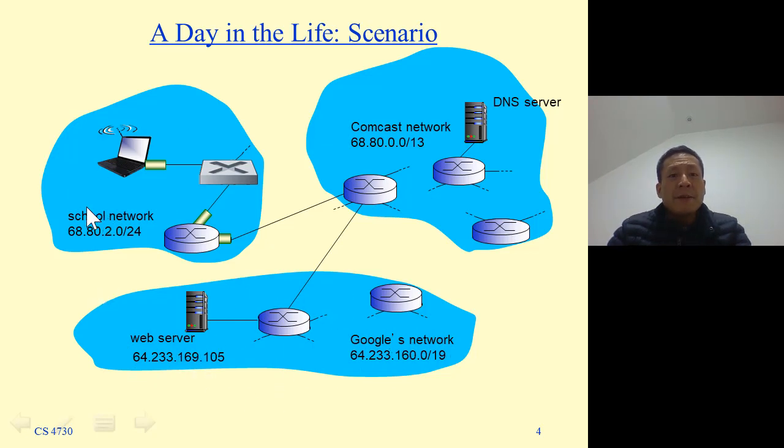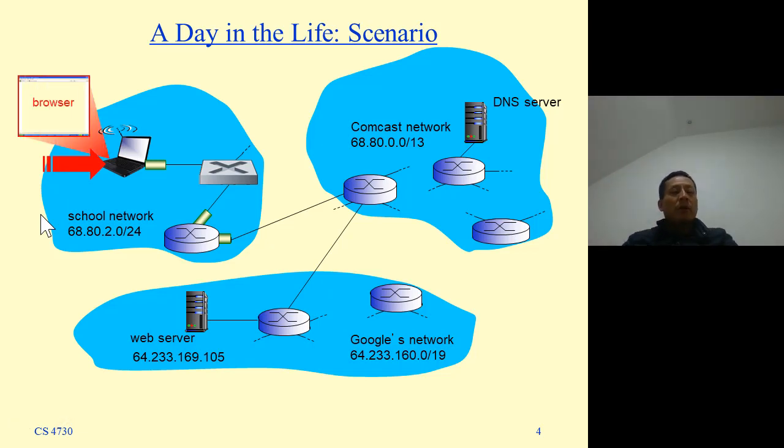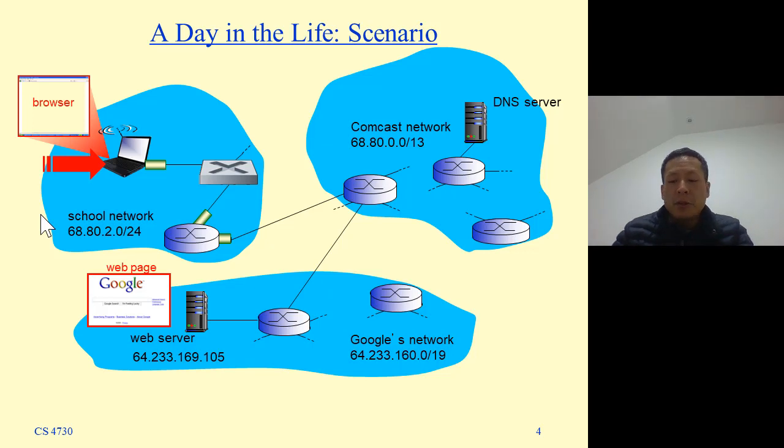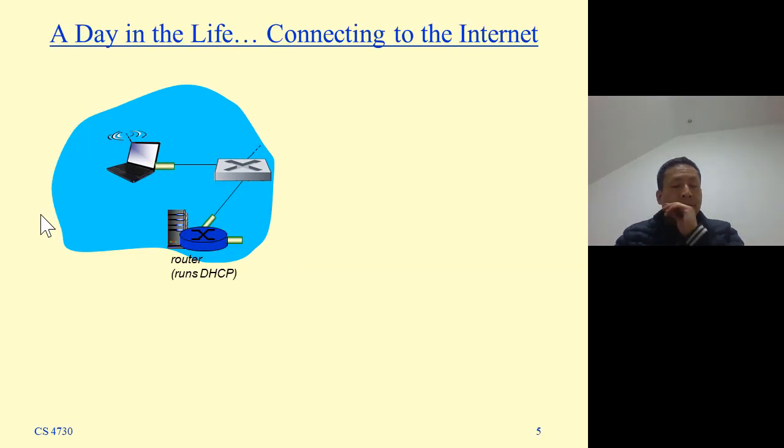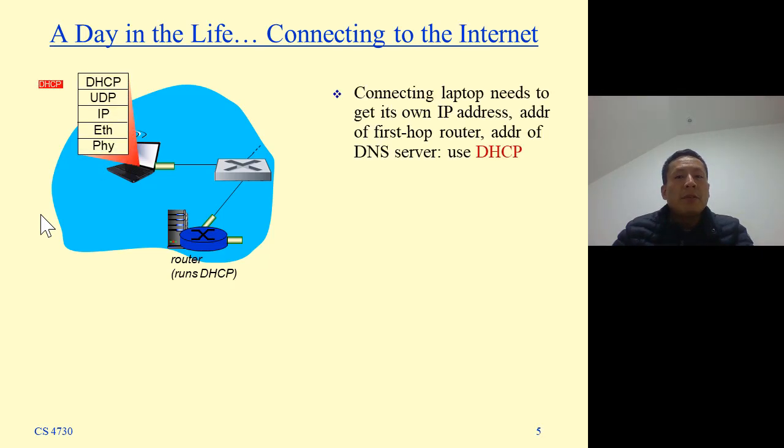So the first thing is you bring your laptop and connect to the campus network, and you open a web browser. Your eventual goal is to get the Google web page displayed on your machine, which should be fetched from the remote server. But before that, the first thing that happens is you have to use DHCP to get an IP address when you connect to the campus network. So the first thing is DHCP.